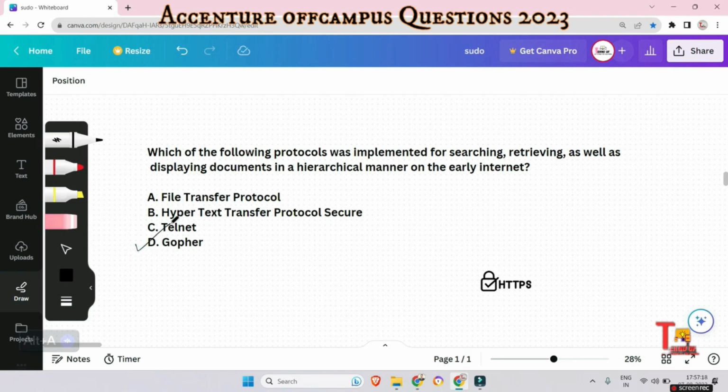Because Gopher was a protocol used in the early days of the internet to search, retrieve, and display documents in a hierarchical manner. It allowed users to access and navigate through menus to find and access text-based content, right? But nowadays, it is replaced by HTTP for document retrieval and displaying, right?